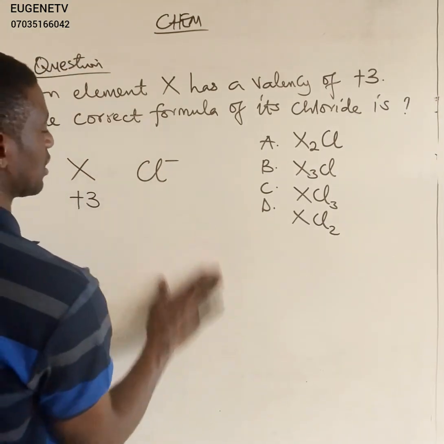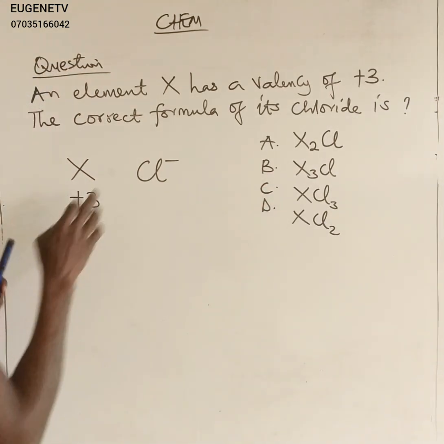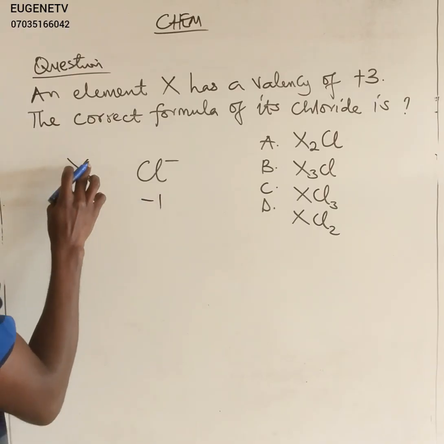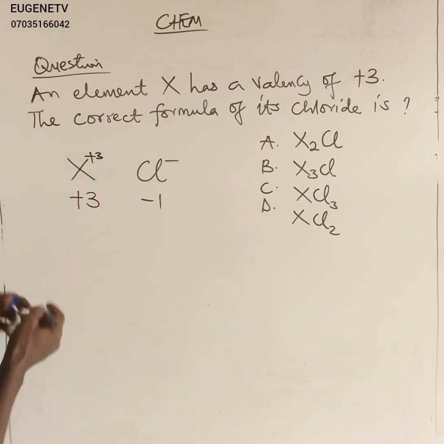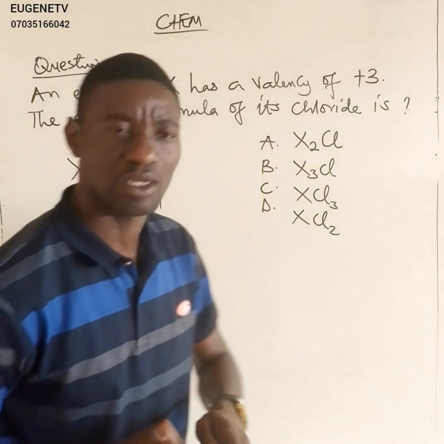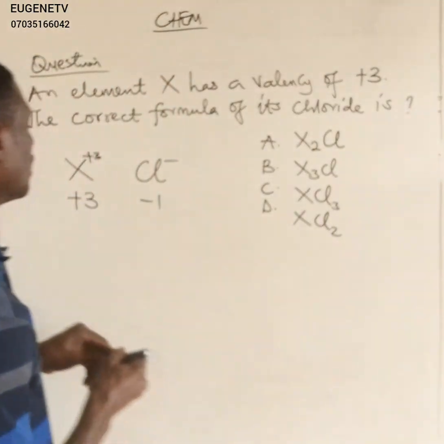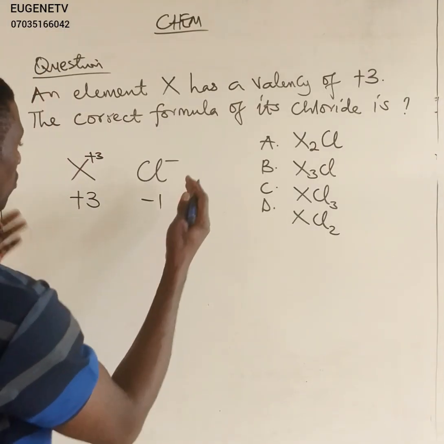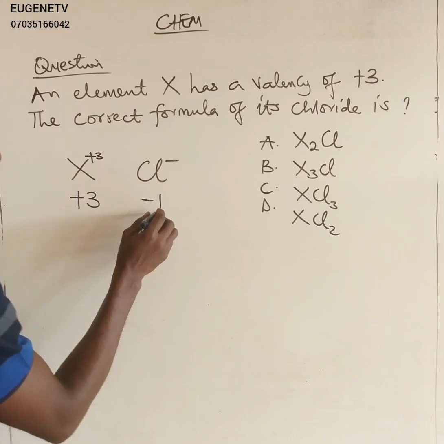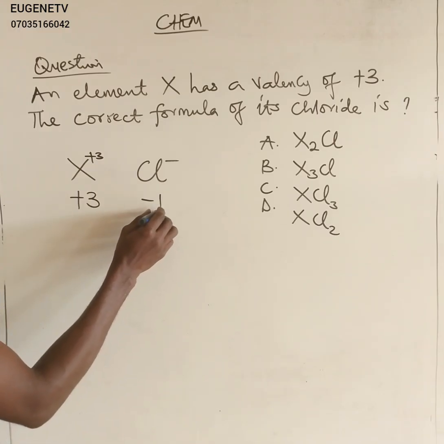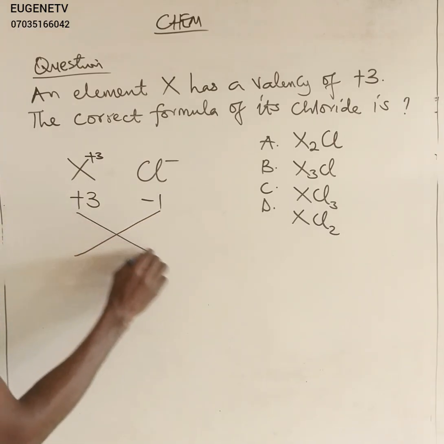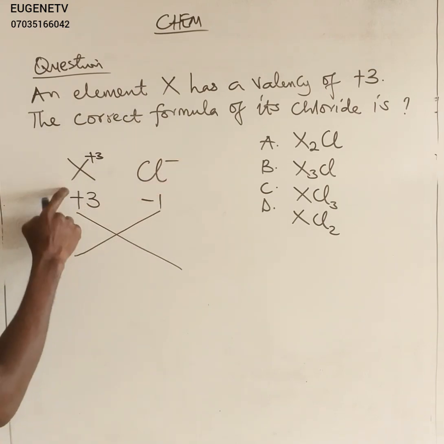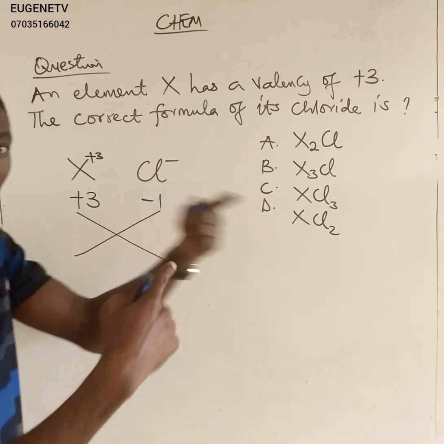Okay, so let us see how we can establish the formula. The charge of chlorine is -1, whereas the charge of the X here is +3. So how do we establish the chemical formula or the molecular formula of this? Anytime we want to deduce the formula of any compound, we first exchange or interchange their valency. Meaning that you should carry the valency of this one, give it to this one, carry the valency of this one and give it to the other.